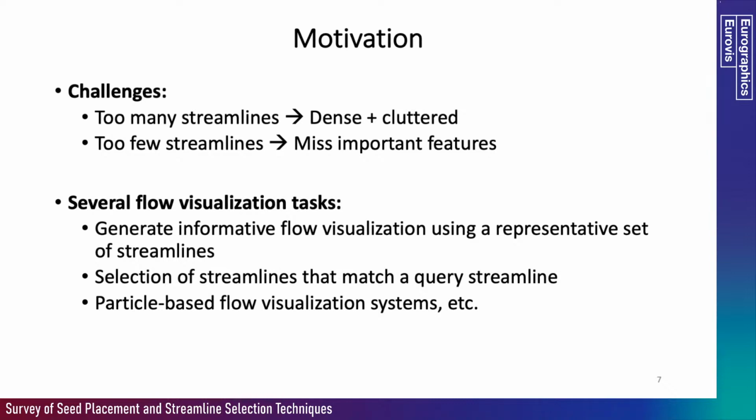So why are there so many different techniques for seed placement and streamline selection? That is what motivates this research. The first reason is that streamlines, although very useful to understand a flow field, must be used carefully since they are not easy to select. If too many streamlines are calculated and displayed, this would result in a dense and cluttered visualization. On the other hand, if too few streamlines are used to represent the flow field, then there is a high likelihood that important features will be missed.